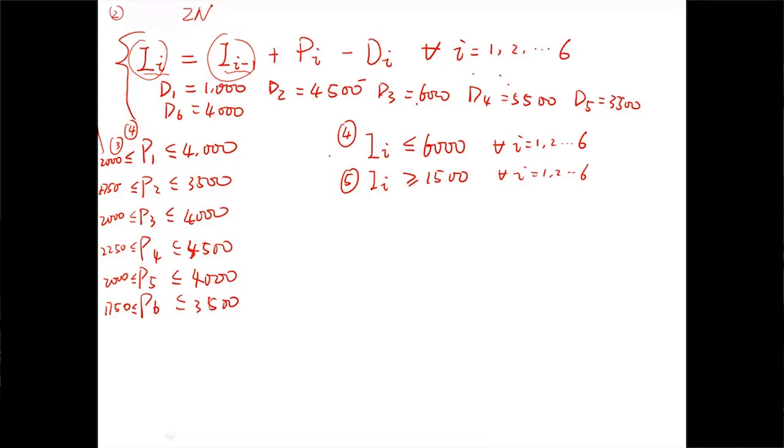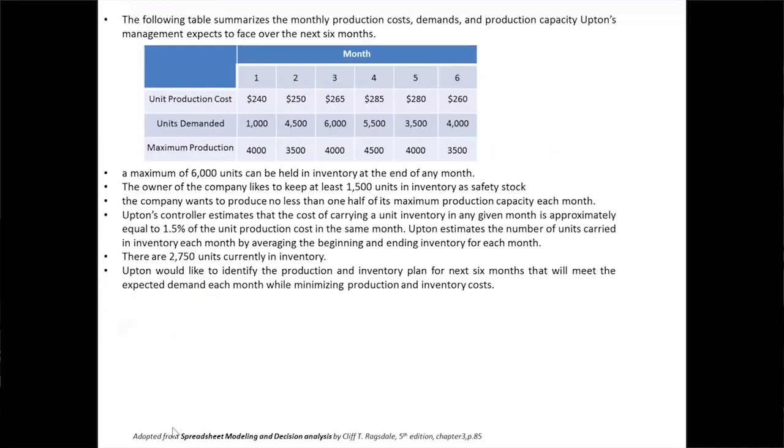And in this problem, because the P's already have their lower bound, for the decision variables usually we need to add a non-negativity constraint, right? But in this case, all the decision variables have lower bounds greater than or equal to 0. So we don't need that non-negativity constraint in this case. So that's our model.